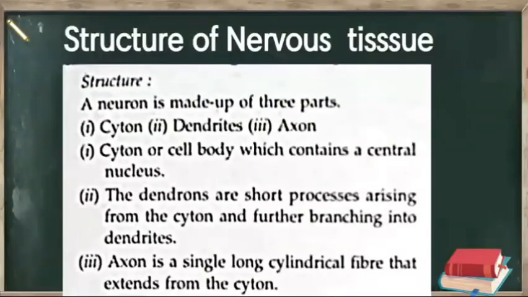Talking about the structure of nervous tissue, it is made up of three parts: cyton, dendrites, and axon. Cyton or cell body contains a central nucleus. The dendrons or dendrites are short processes arising from the cyton and further branching into dendrites. Axon is a single long cylindrical fiber that extends from the cyton.